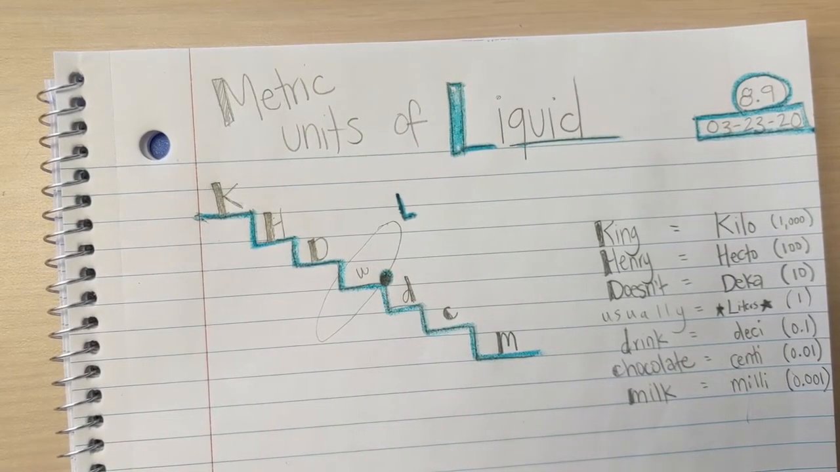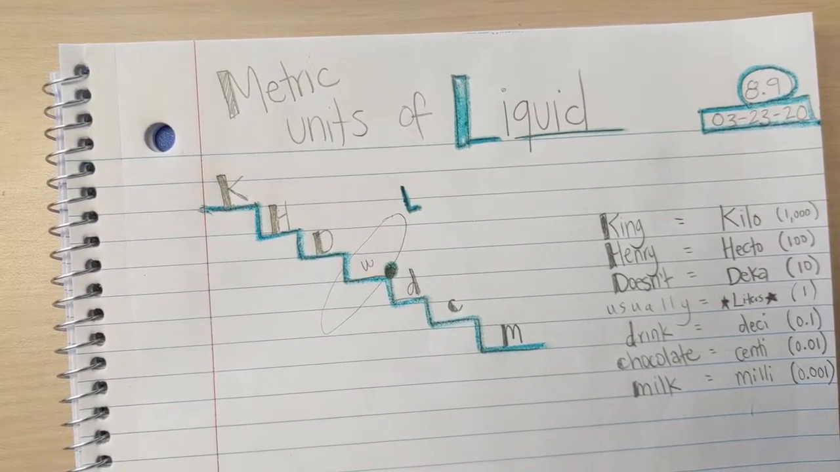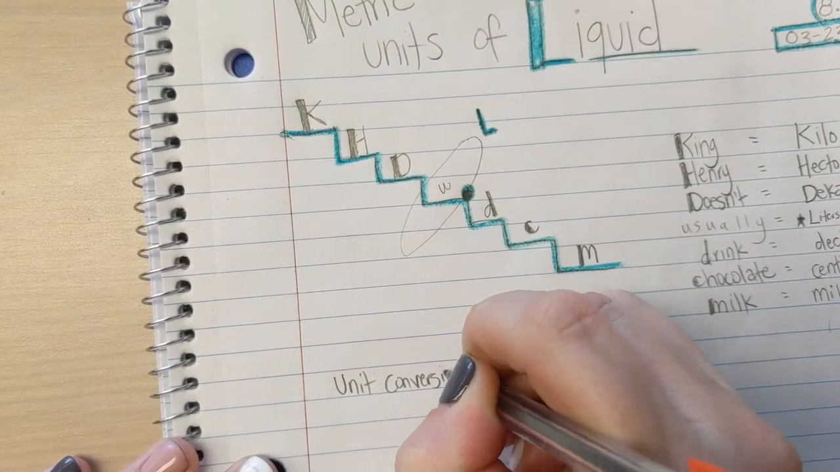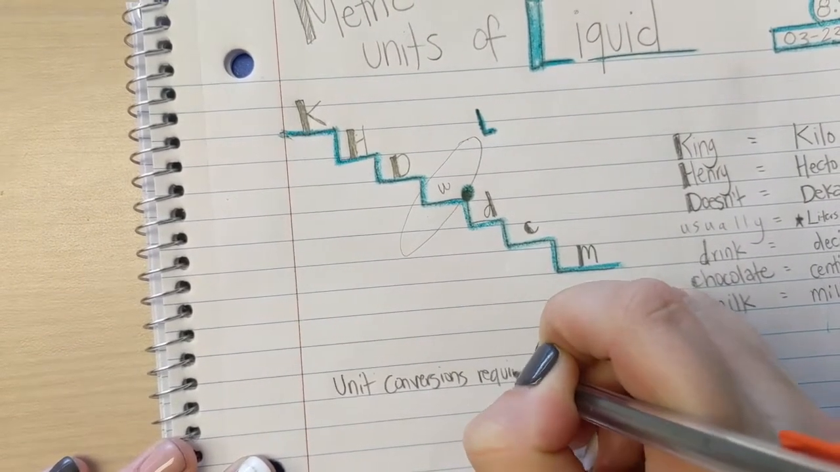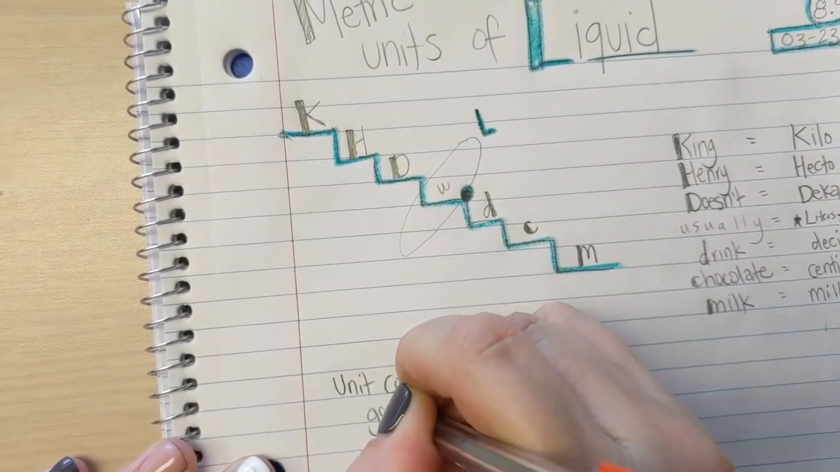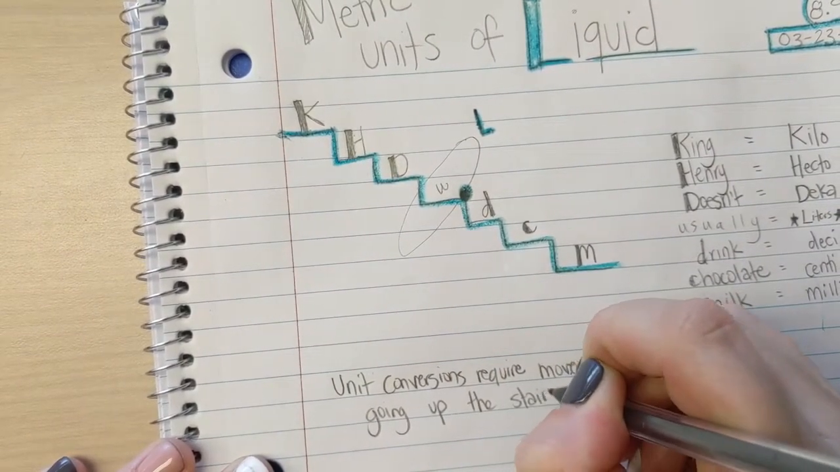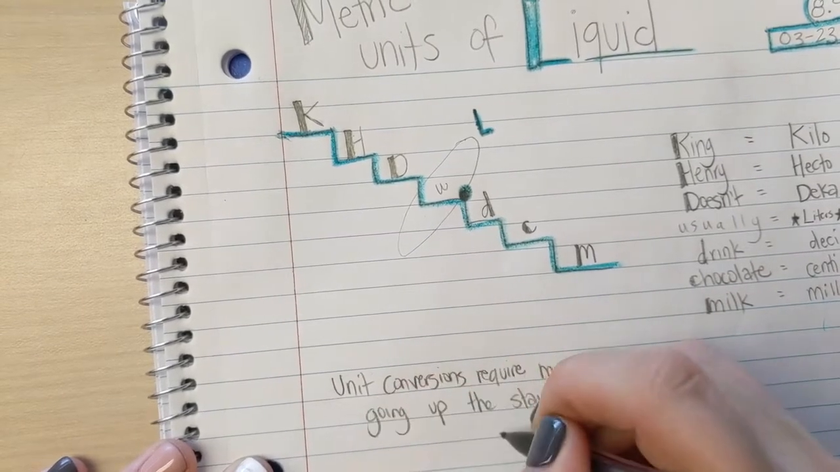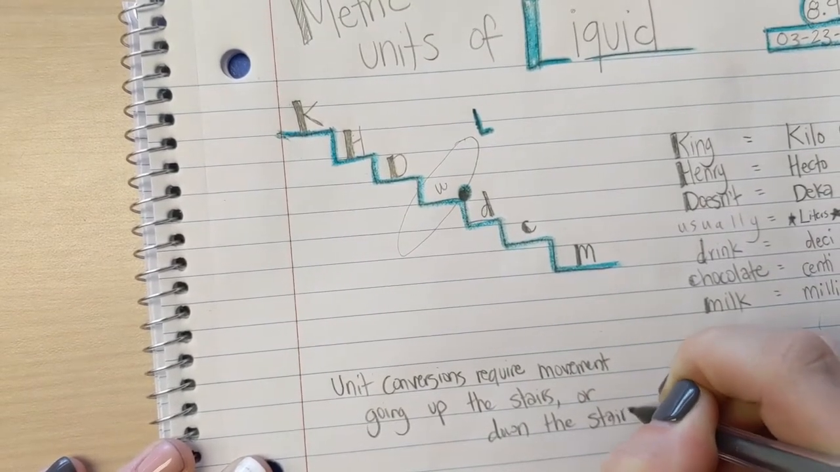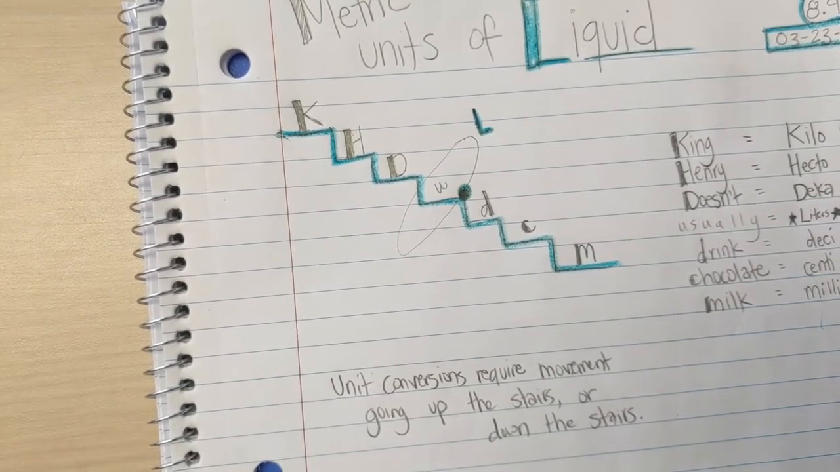All right. The next thing I want to do is talk about when you move up the stairs or down the stairs when you're doing unit conversions. So I want you to write on here, unit conversions require movement going up the stairs, comma, or I'm going to put it this way, down the stairs. Unit conversions require movement going up the stairs or down the stairs.